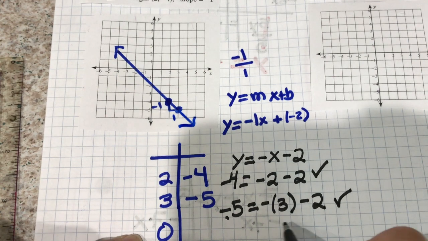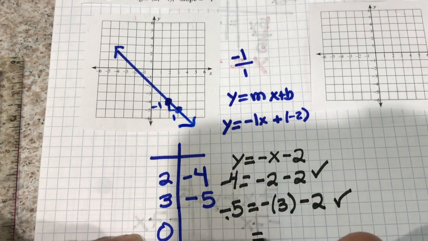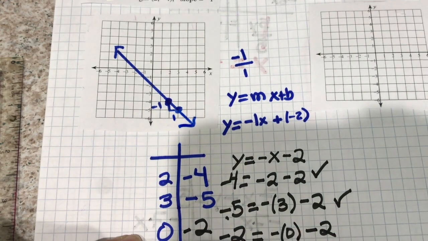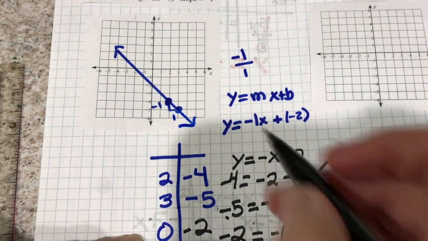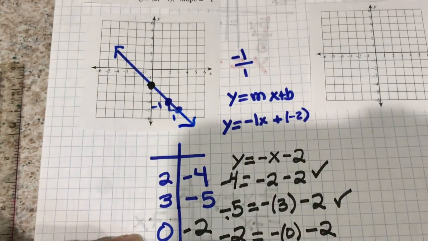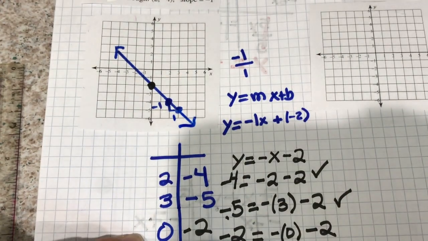So we know that for the y-intercept, x is 0. So if I substitute a 0 in, negative 2, what's 0 minus 2? Negative 2. And indeed, our y-intercept is right here at negative 2, where the line crosses the y-axis.